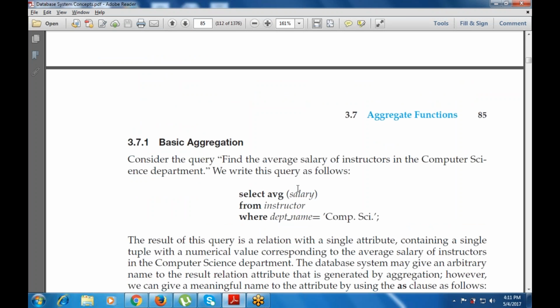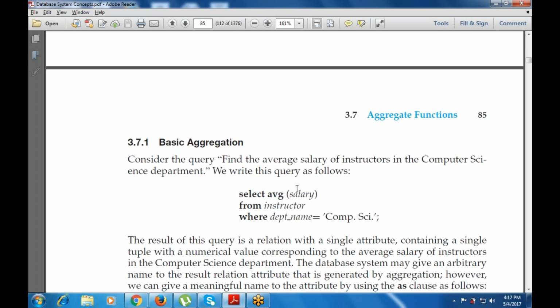Next is the basic aggregation. Consider the query: find the average salary of the instructors in the computer science department. We write this query as follows: select AVG salary from instructor where department name equals computer science. What is the meaning of AVG salary? It is used to find the average of the salary from the instructor table where the department name equals computer science. The result of this query is a relation with a single attribute containing a single tuple with the numerical value corresponding to the average salary of the instructors in the computer science department.